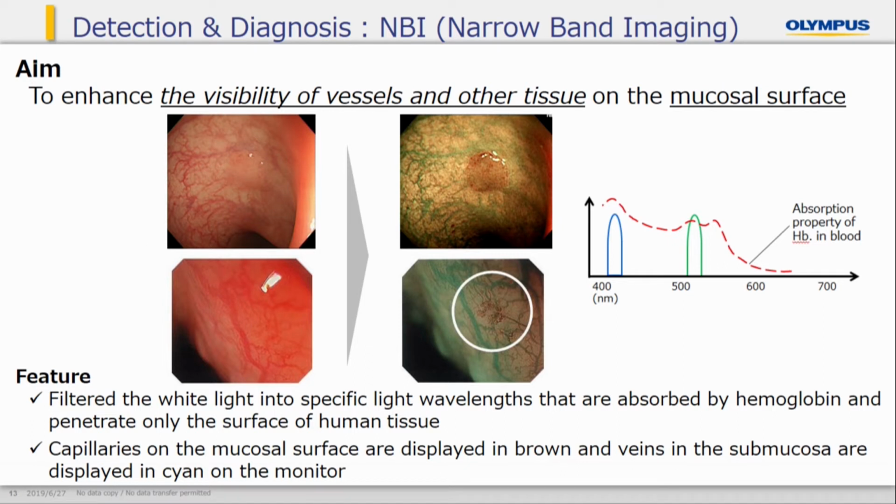Thanks to the good collaboration, now I can say all the endoscopists can enjoy utilizing this technology. This NBI aims to enhance the visibility of the vessels and other tissue on the mucous surface.